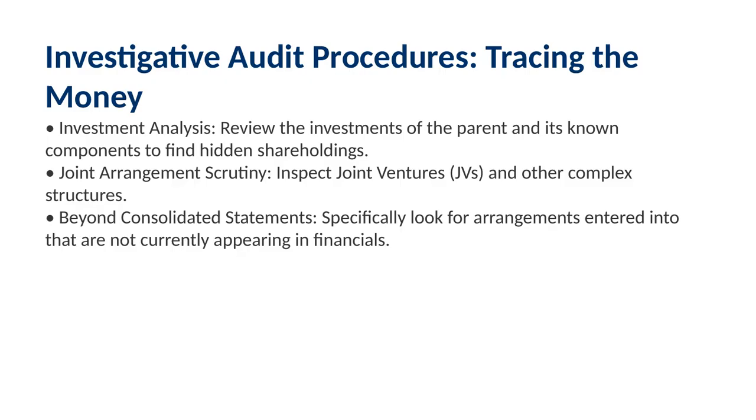Next, cast a wide net. Review all joint ventures and joint arrangements. Sometimes, complex structures hide components under the guise of arrangements rather than formal subsidiaries. In fact, specifically look for any other arrangements the parent has entered into that aren't currently in the consolidated statements.